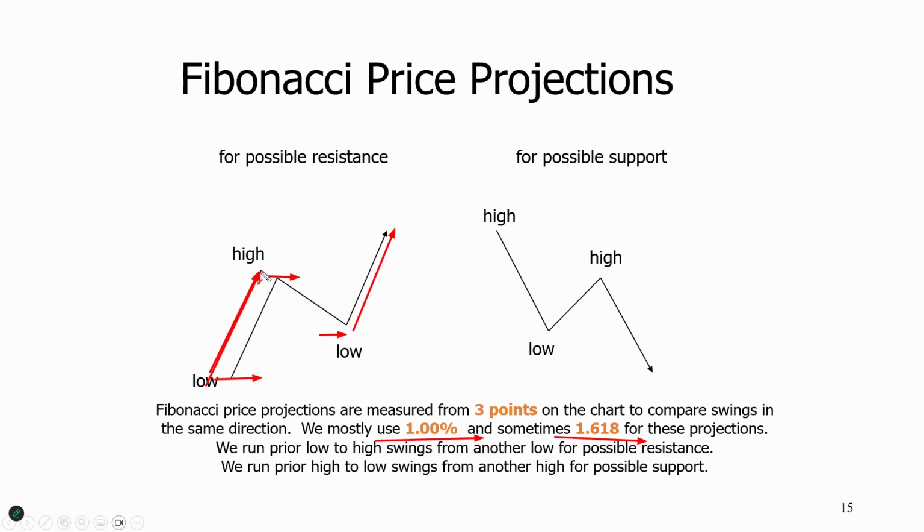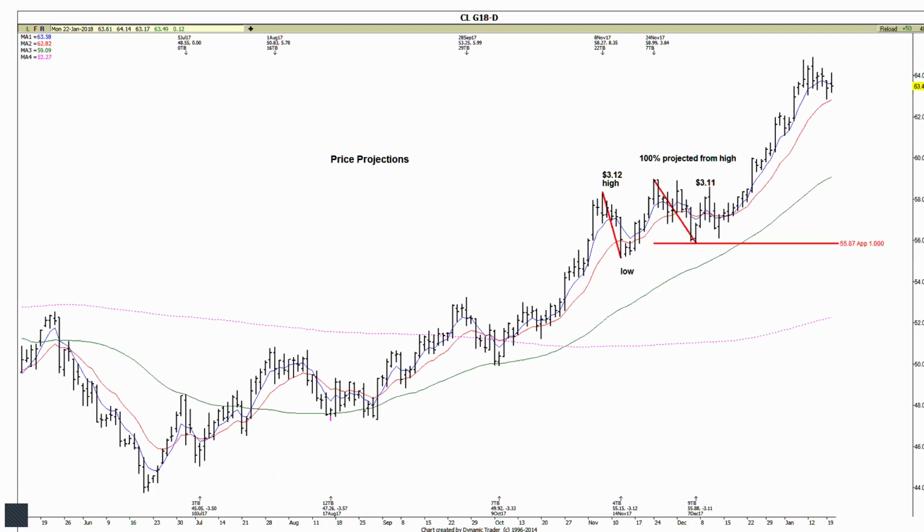But if I measure a low to a high projected from a low, I'm looking for possible resistance. And if I take a high to low projected from another high, then I'm looking for possible support using these ratios. And again, I'm going to take questions later because I need to focus on my timing here.